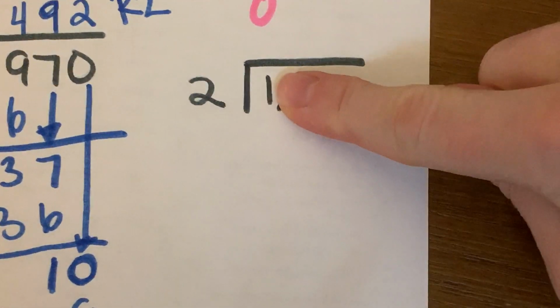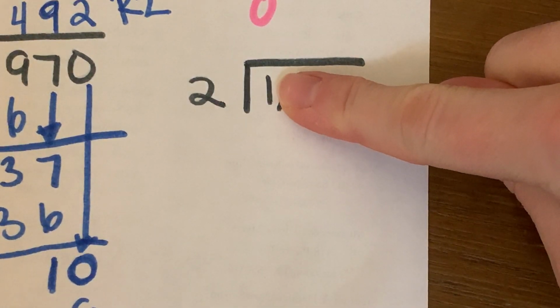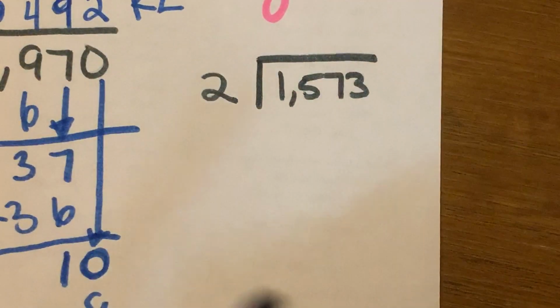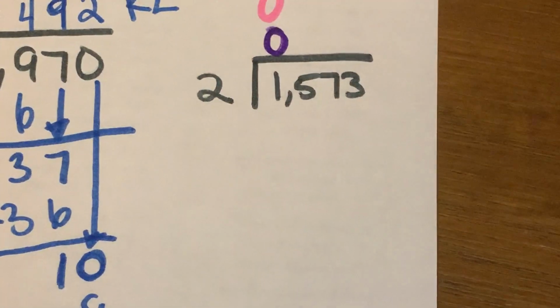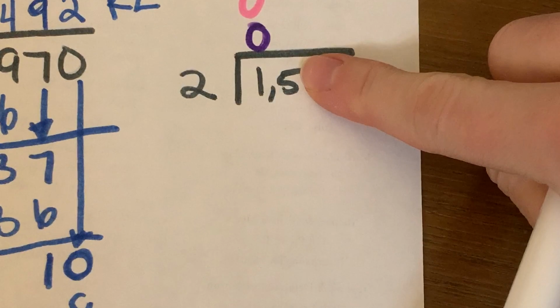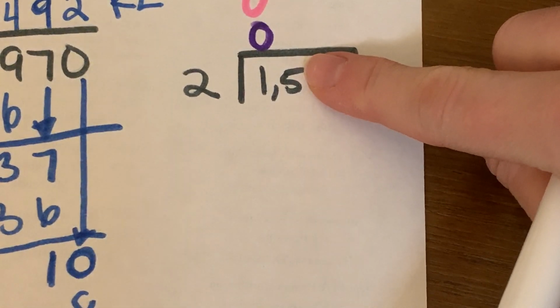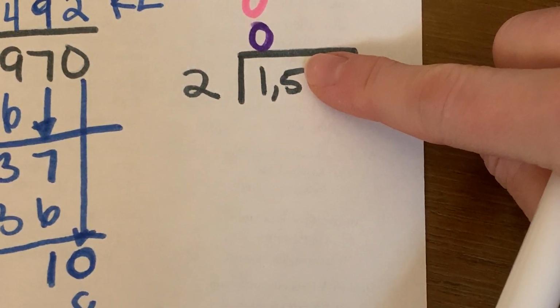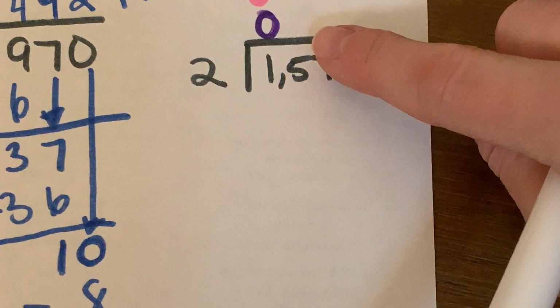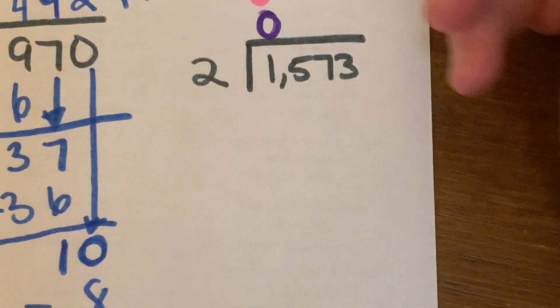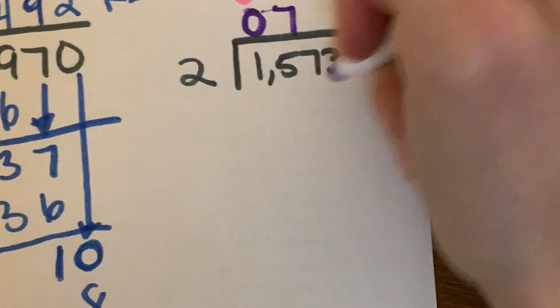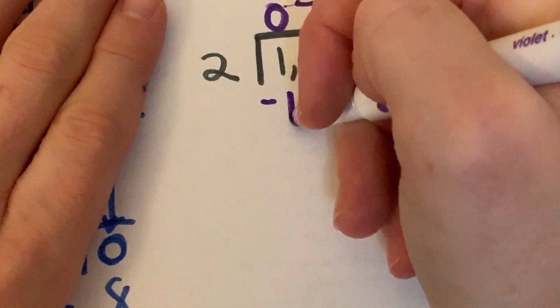Okay. 2 times what gives me 1? Well, that's too big again, so we're going to put a 0 there. Okay. Move on to 15. 2 times what equals 15? Well, 15 is an odd number. So I know it's not going to come out nice, but 2 times 7 gives me 14, so I'm going to go ahead and do that.